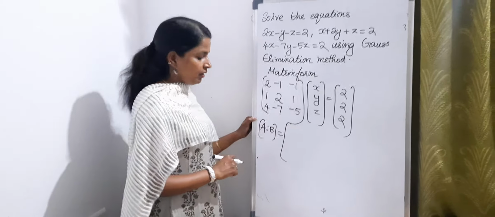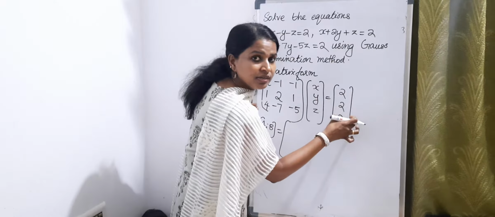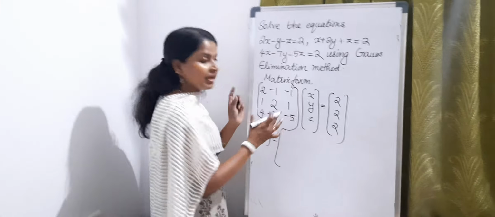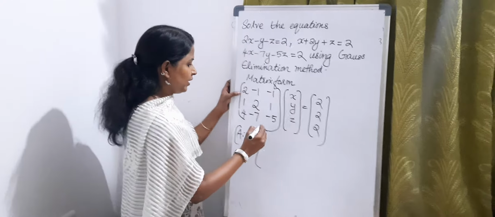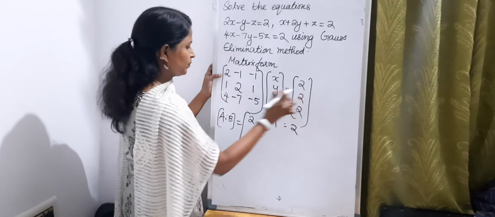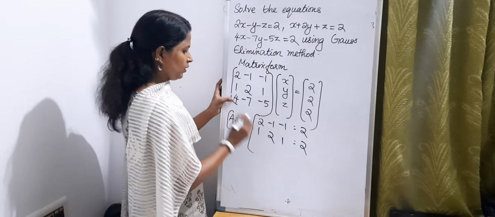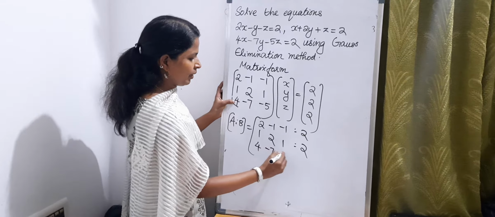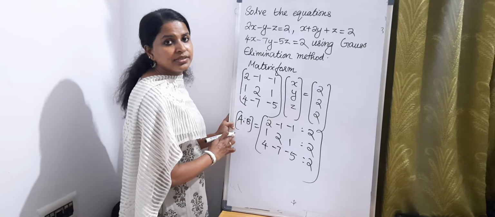Augmented matrix AB. What is A? A is the coefficient matrix. What is B? B is the constant matrix. The elements of A and B are written side by side. Combining A and B, we get the augmented matrix. That is 2, minus 1, minus 1, 2; 1, 2, 1, 2; 4, minus 7, minus 5, 2. This is the augmented matrix AB.